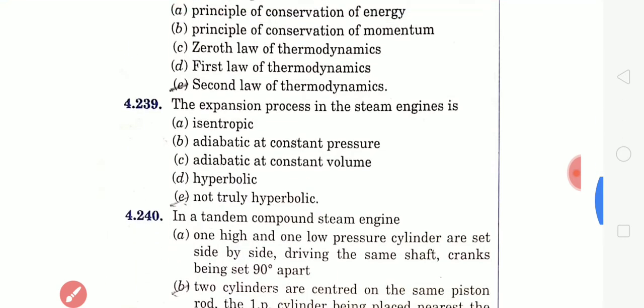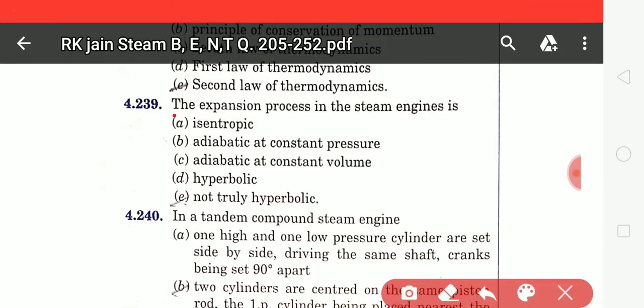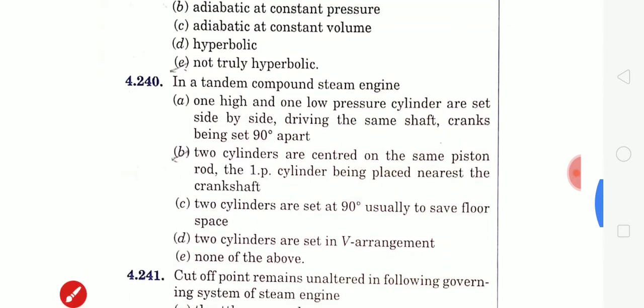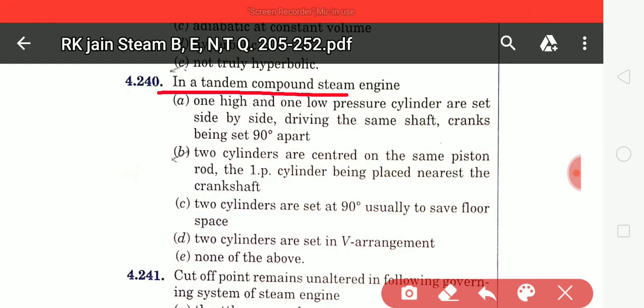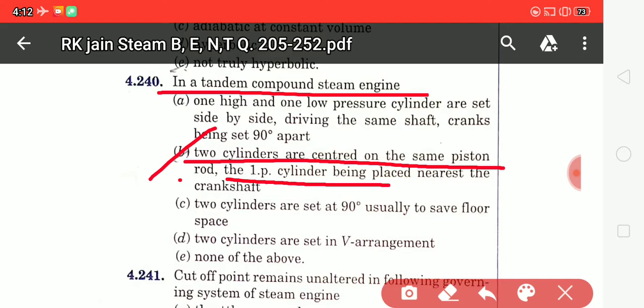Next, the expansion process in a steam engine is not truly hyperbolic. In a tandem compound steam engine, two cylinders are centered on the same piston rod, the LP cylinder being placed nearest the crankshaft.